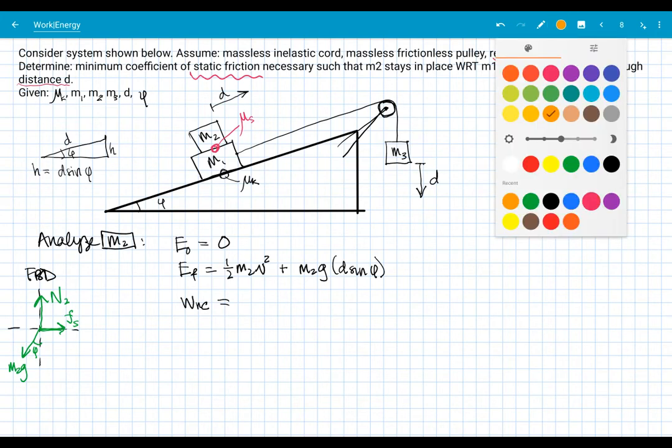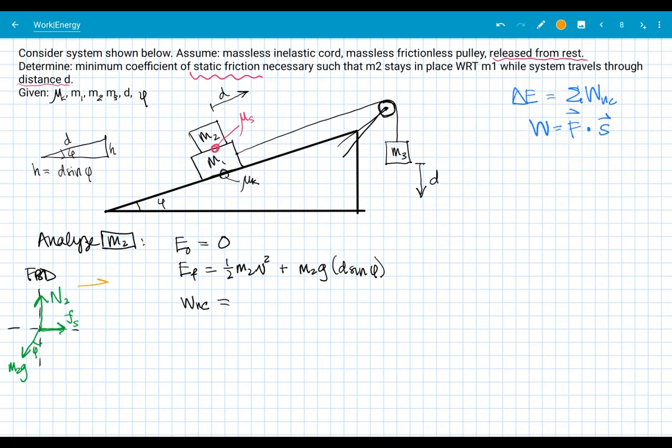I'm going to float my little displacement. My displacement is along the incline, upward, up the incline. It's along my x-axis there for my rotated coordinate system. Remember, we're rotating, so our coordinate system is rotated there. The work done by non-conservative forces on block two, the only non-conservative forces here are normal force and friction.